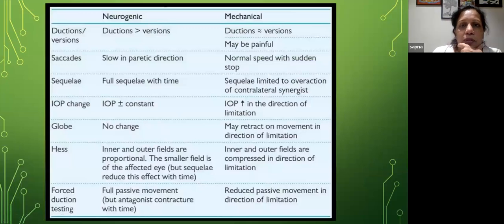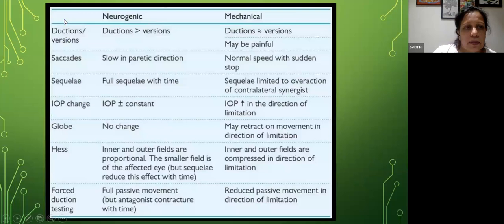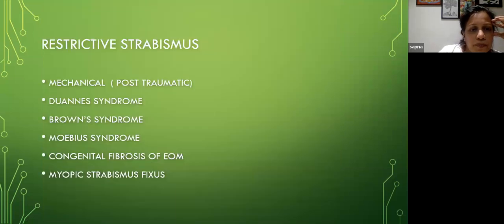So there's a difference between the neurogenic and the myogenic, the paralytic squint. So this we mainly see in the force duction test and the force generation test. The many restrictive strabismus that we know are of the mechanical type: Duane's, Brown syndrome, Mobius syndrome, congenital fibrosis of the extraocular muscles, and the myopic strabismus fixus. I have not covered these except mentioning them.